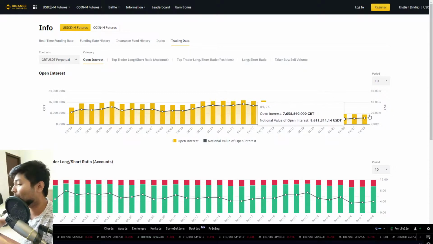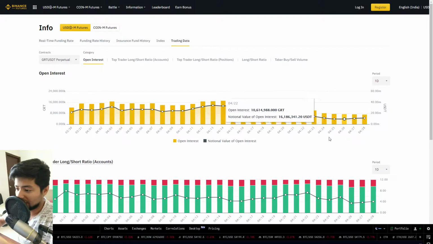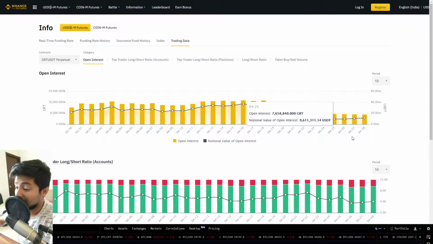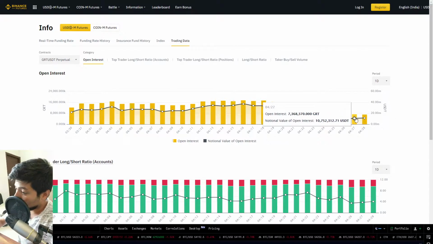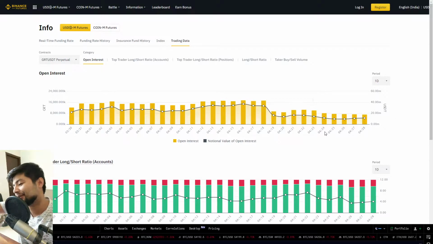Now, open interest data is certainly not related with the price action direction itself, guys. Now, don't get me wrong right here. We could climb up on the open interest and the price would go down. That would mean that the sellers are getting stronger in the market. That would mean that the bearish trend is emerging in Graph token.